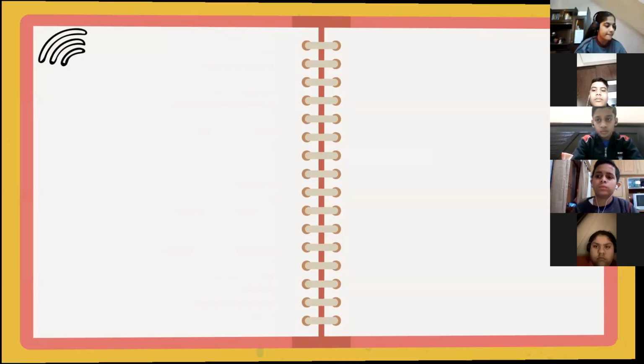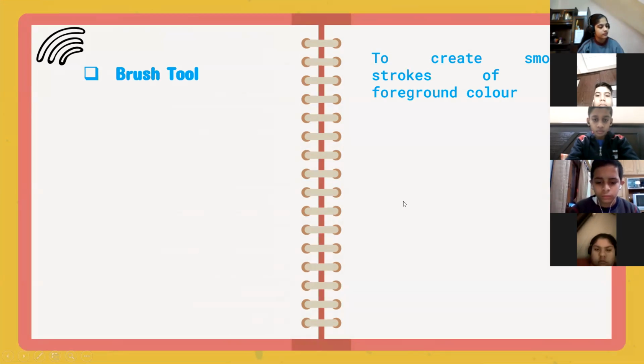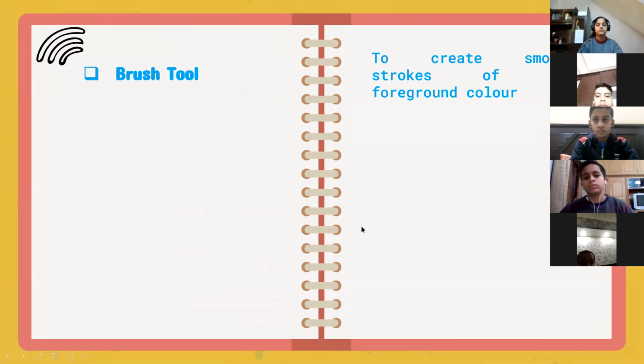Okay. First is brush tool. Brush tool is used to create smooth strokes of the foreground color. That means whatever foreground color you select, that color can be used to make smooth strokes of the brushes. Various brush strokes are available. You can select the various types of brush strokes. You can change the size of the brush tip and you can draw as you want.